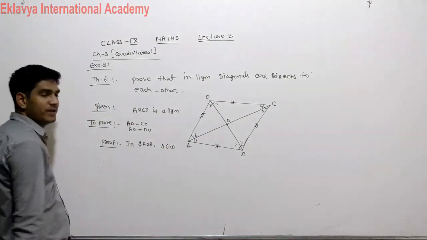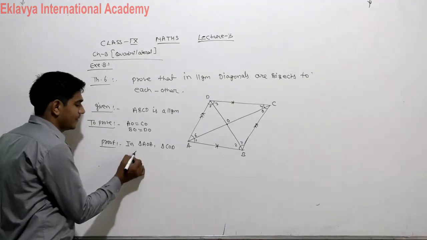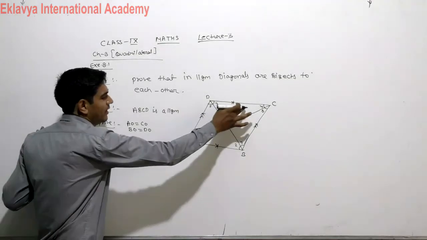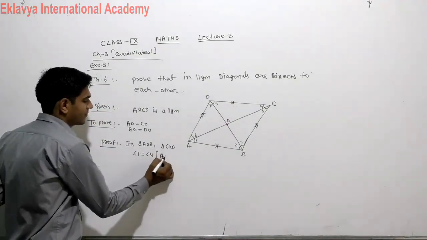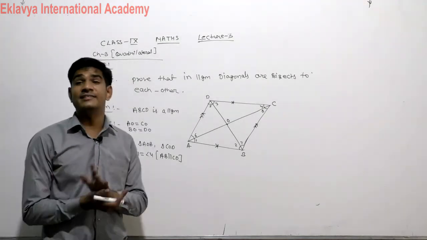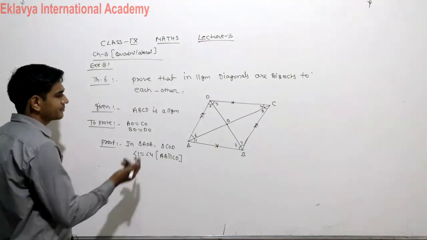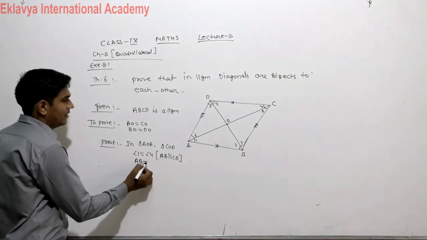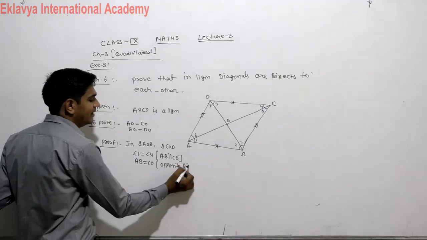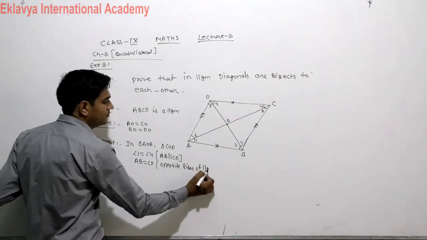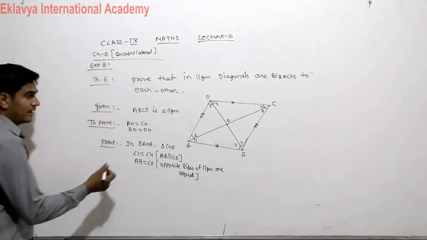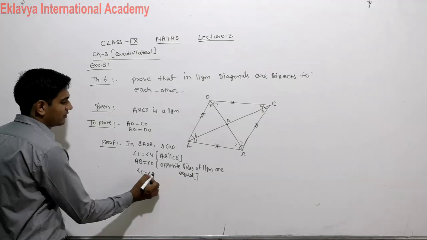So in triangles AOB and COD, firstly, angle 1 is equal to angle 4. Angle 1 is equal to which angle? Angle 4. Reason: AB is parallel to CD because in a parallelogram opposite sides are parallel. Second, AB is equal to CD. Reason is that opposite sides of a parallelogram are equal. Third, angle 2 is equal to angle 3.